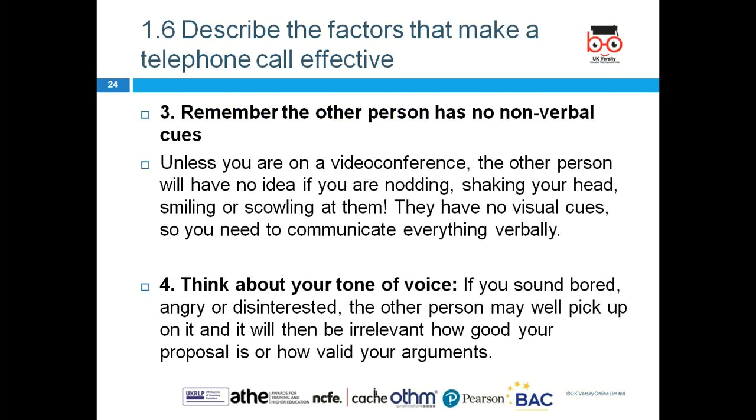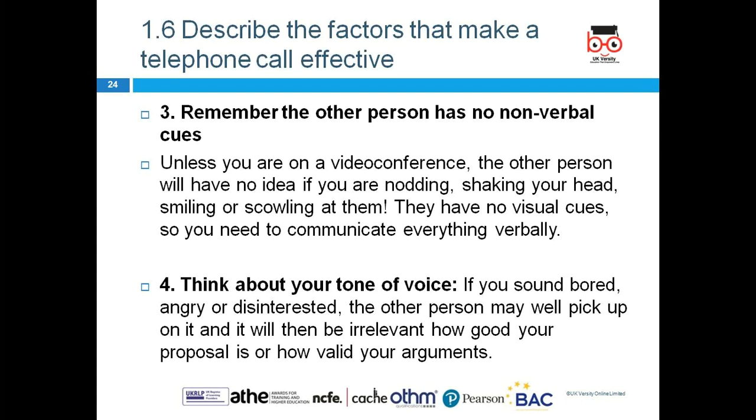Number 3, now remember, unless you're doing a video call, that other person can't see you, so they can't see you nod your head, they can't see you giving a thumbs up, so you've got to say things verbally. So where you would normally nod your head and non-verbally say okay, you'd have to say yes, okay.